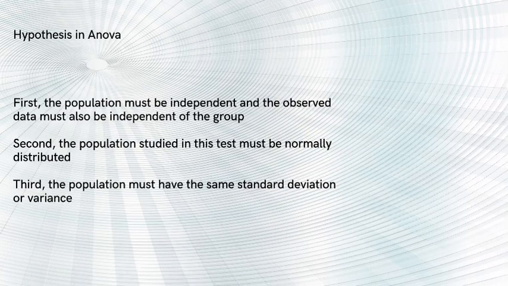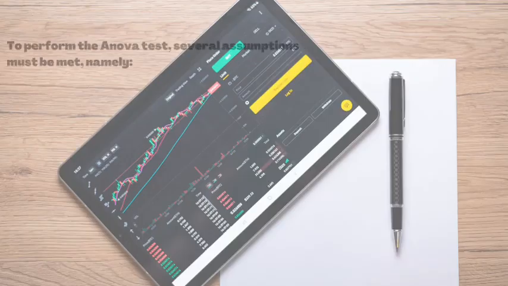Next is hypothesis in ANOVA. First, the population must be independent and the observed data must also be independent of the group. Second, the population studied in this test must be normally distributed. Third, the population must have the same standard deviation or variance. The last condition is that the sample taken from a population is independent, the sample is taken randomly.